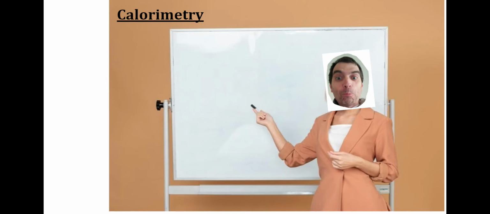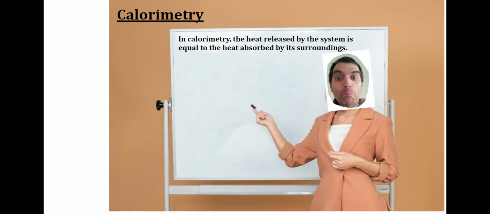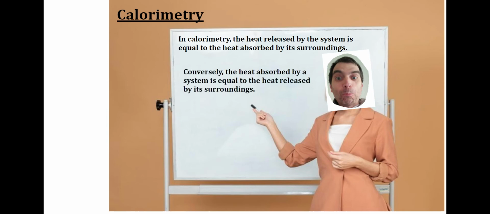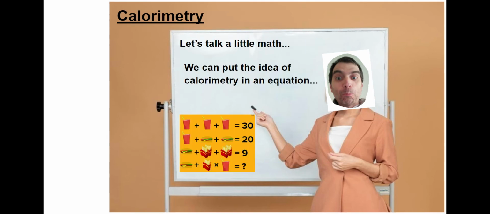Let's do some calculations or talk for a minute about some calculations in calorimetry. And this is just a review of what we said in the previous slide, that in calorimetry, the heat released by the system is equal to the heat absorbed by its surroundings. And conversely, the heat absorbed by the system is equal to the heat released by its surroundings. Well, that's a lot of words. Let's take those words and put them into an equation. Not this type of equation that we're looking at.